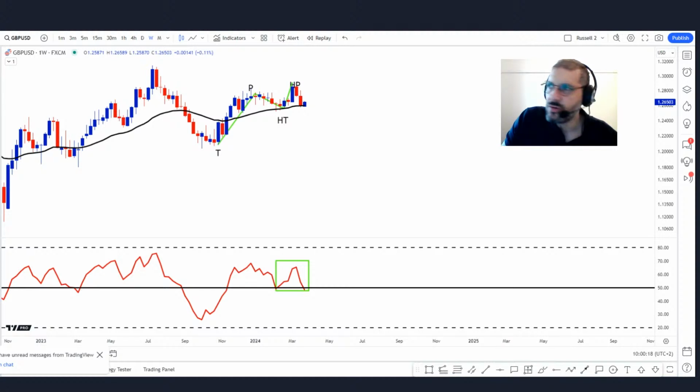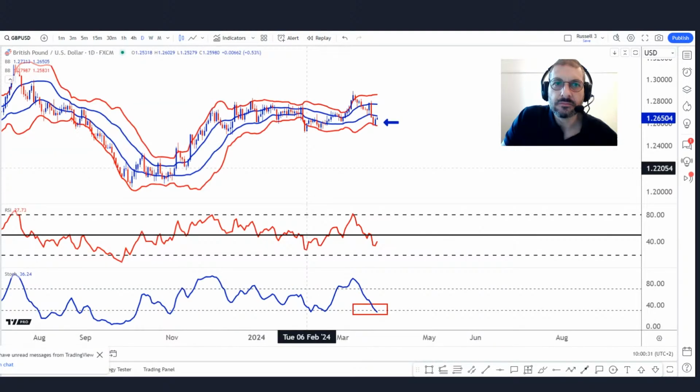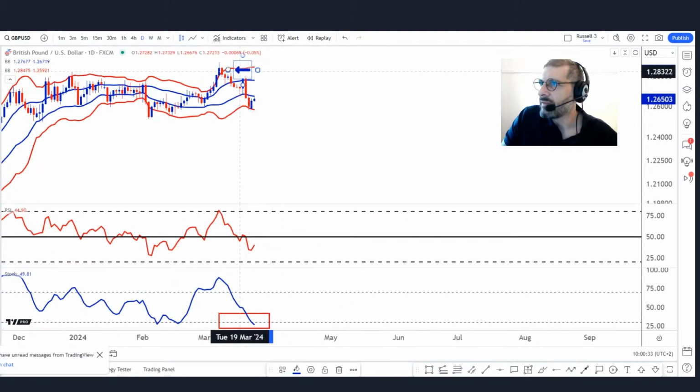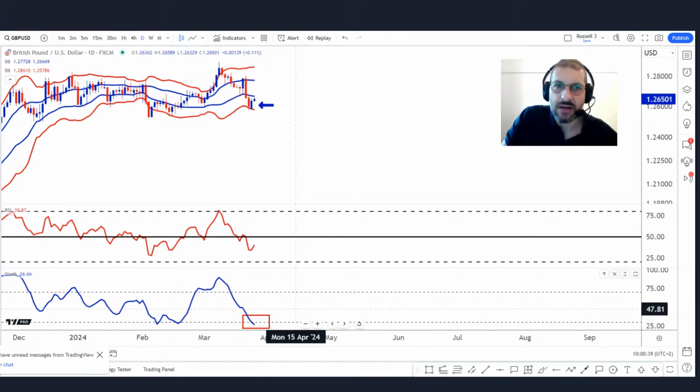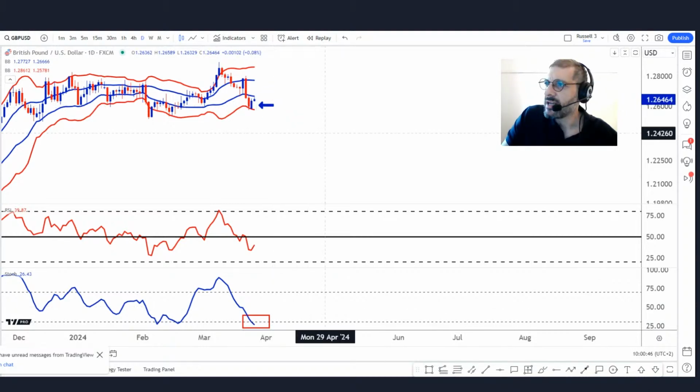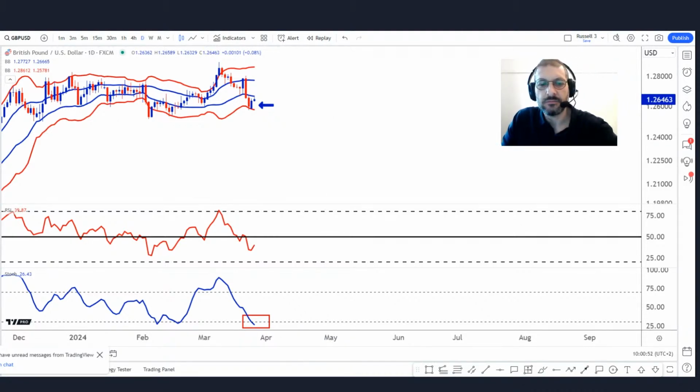Let's go through to the cable hourly chart just to see if that's giving us any signals. Here we go. We've got cable in zone 3, stochastic moving down to the lower quartile. So let's see if there's some sort of rally in an uptrend we can take advantage of. Just going down to the hourly chart.